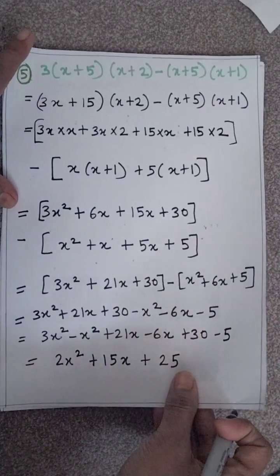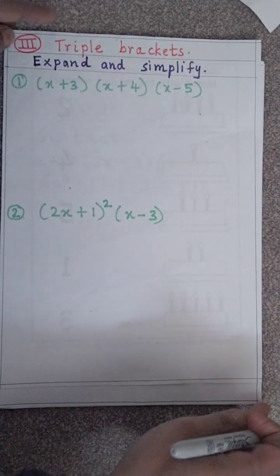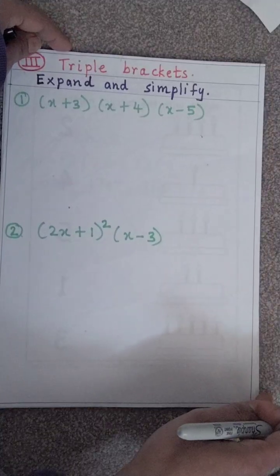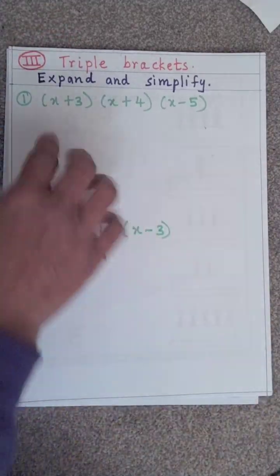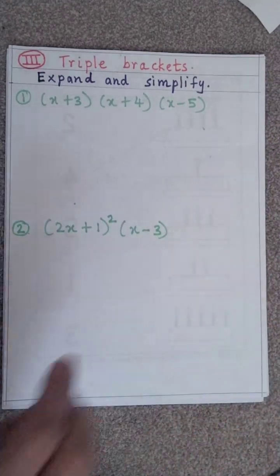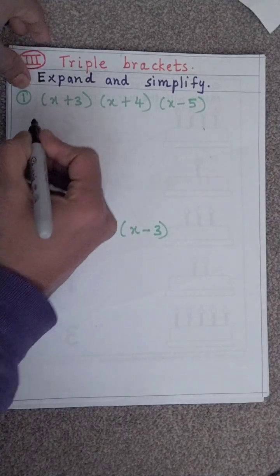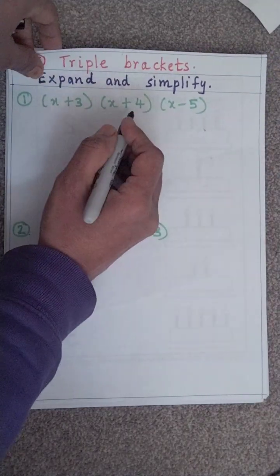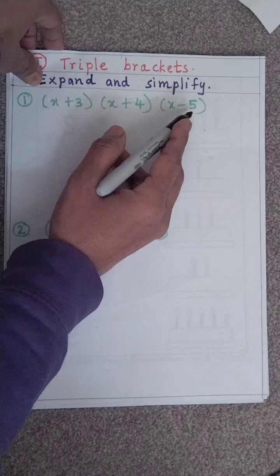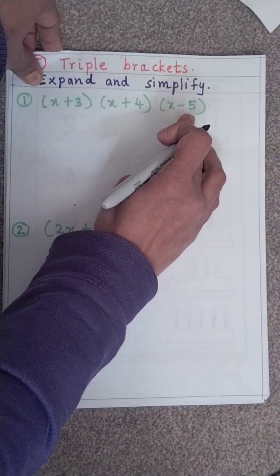Okay. Now another question. This time is expand and simplify. There are 3 brackets this time. 1st bracket, 2nd bracket and 3rd bracket. Okay, let us solve. It is x plus 3 times x plus 4 times x minus 5. So we will first solve these two, then we will solve the last part.